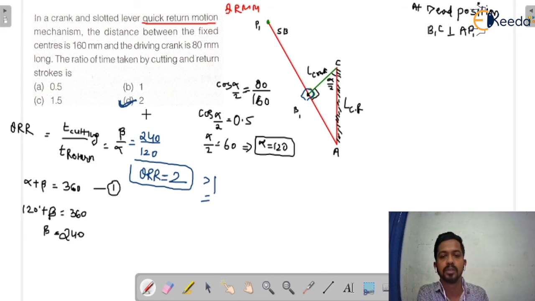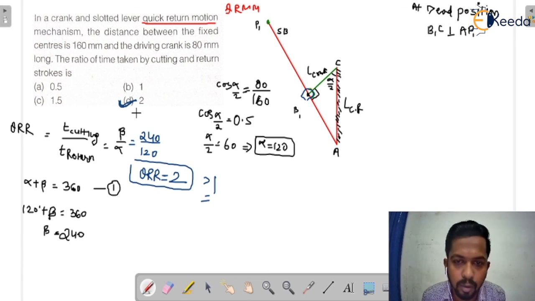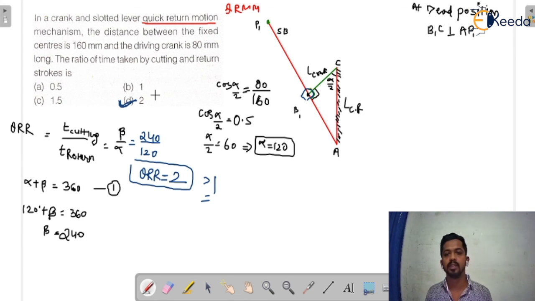I hope you understand the question solution. Now remember one thing, I am going to repeat again. When you have to solve questions for finding the length of any link, or the stroke length, just use this diagram, just use this position, that means the dead center position, because in the dead center position the slotted bar has zero velocity and the crank is making 90 degrees with the slotted bar. So it would be easy to find the length of any link, because it is making 90 degrees. You can use cos theta equal to base upon hypotenuse, like that.